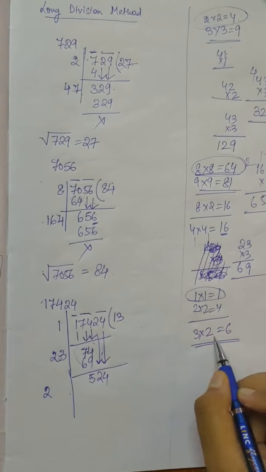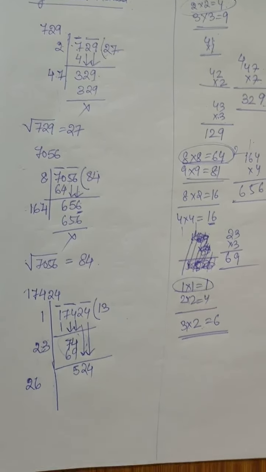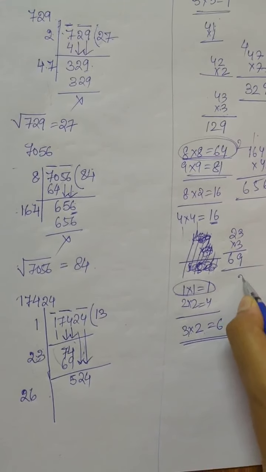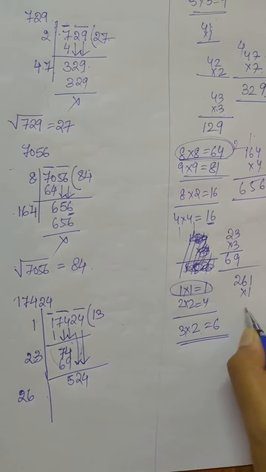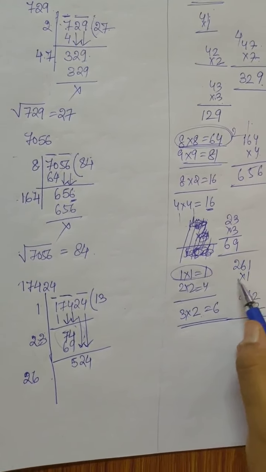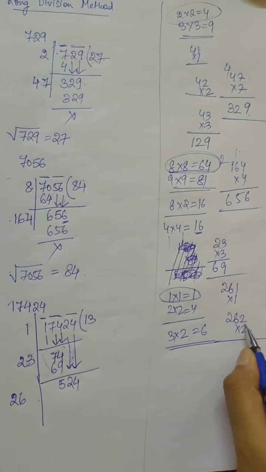Okay. So 3 into 2 gives us 6. Now with 26 you have to take another number so that you get 524. So you can take 261 into 1 or 262 into 2. So remember, 261 into 1 will give us 261 only. So I am trying the next one, that is 262 into 2.